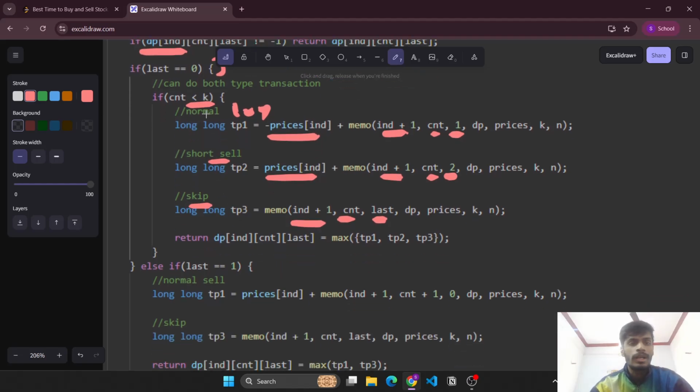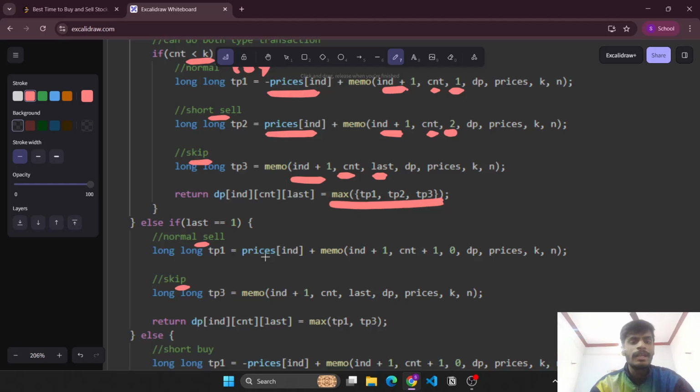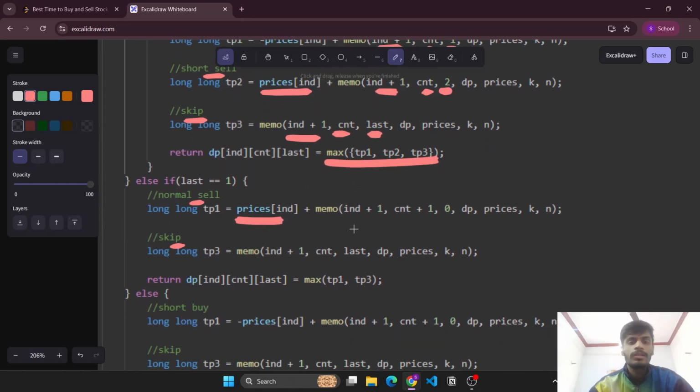And for this current state, we'll be taking the max of these three values. Now comes the second case, normal selling or skipping. Normal selling means we bought at minus price of index, so we'll be selling it currently. So prices of index plus the index plus 1, the transaction has been completed, so count will increase by 1 and last will be 0.